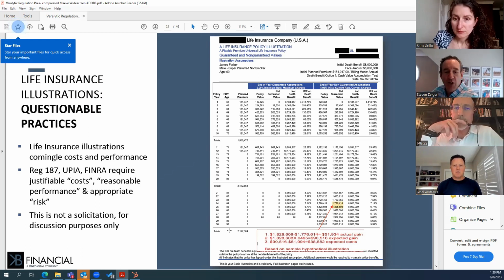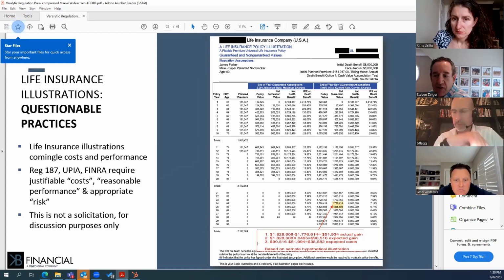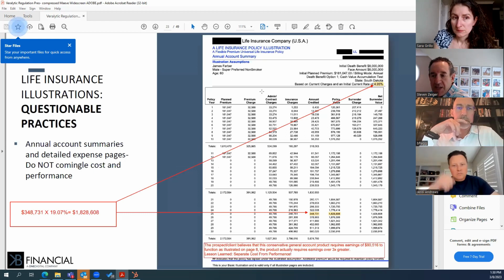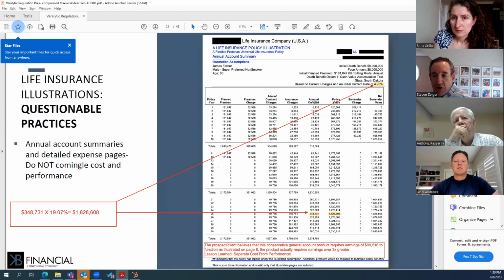Now we're going to look at what Barry just spoke about. We're going to get the actual numbers that the insurance company uses. So someone just write down this really quick. 1.828 million is the cash value. We expected gains of 90,000. We expected costs of 38,000. So now we're going to look at these numbers. We're going to look at what's the premium charge that Barry just mentioned. What's the admin charge? What's the insurance charge? What's the amount credited?